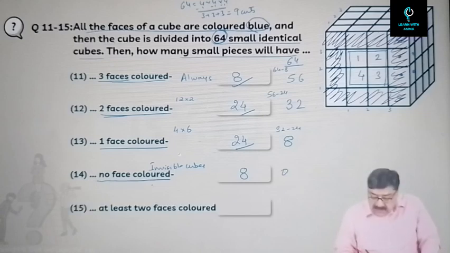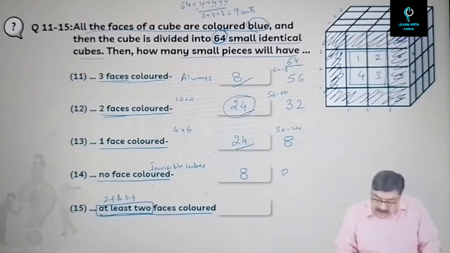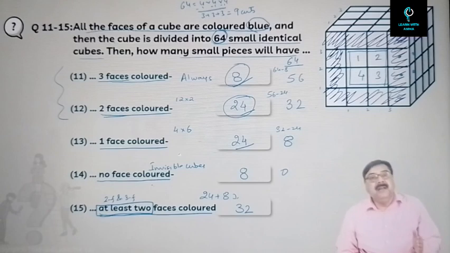But the next question says, how many small pieces have at least 2 faces colored? At least 2 means what? 2 and more than 2. So it would mean 2 faces colored and 3 faces colored cubes. So 2 faces colored we already know here is 24. 3 faces colored, we already know that these are 8 in number. So 24 plus 8, we should get 32 cubes. That is by combining the number of cubes in question number 11 and 12.